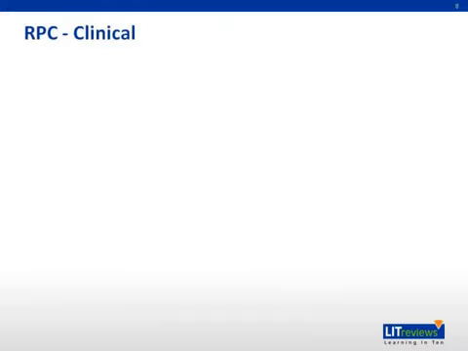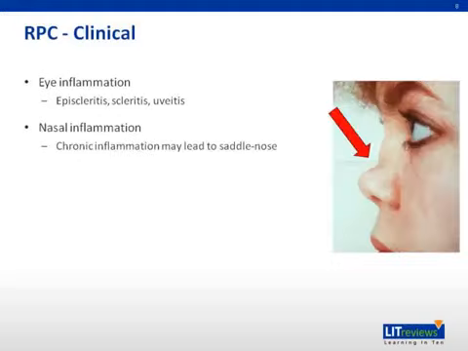There are a number of other organ systems that can be involved in relapsing polychondritis. The tissues of the eyes may become inflamed with manifestations including episcleritis, scleritis, and/or uveitis. Nasal inflammation is also fairly common in this disease. Chronic inflammation and destruction of the cartilage of the bridge of the nose can lead to what is called a saddle nose deformity, which is seen in this picture. There are only a few other conditions that cause saddle noses, which we will discuss in a few slides.